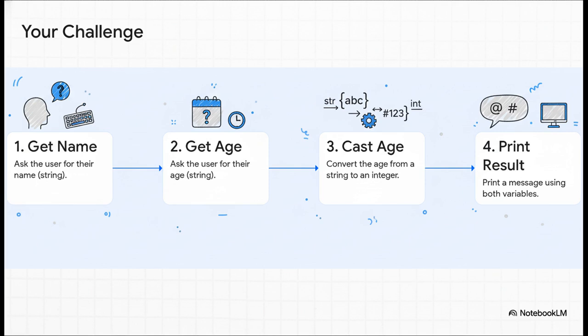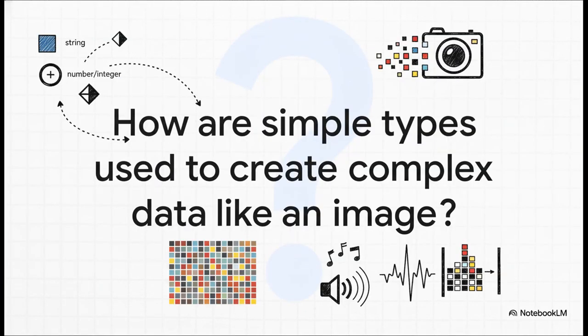And as you're working on that challenge, I want to leave you with one final thought to chew on. We've just talked about simple types, right, for text and for numbers. But what about way more complex data? How do you think these fundamental building blocks, strings, integers, booleans, are all combined and stacked up to represent something as incredibly complex as a digital photograph or your favorite song? It's a pretty mind-blowing question, and it really opens the door to the next level of programming. So give the challenge a shot and keep on exploring.